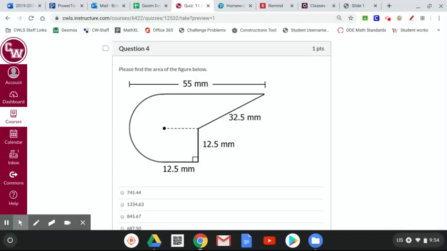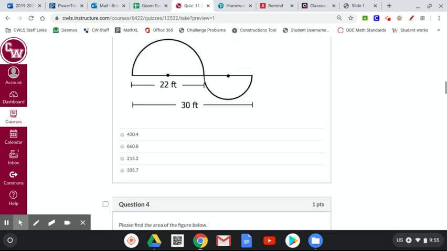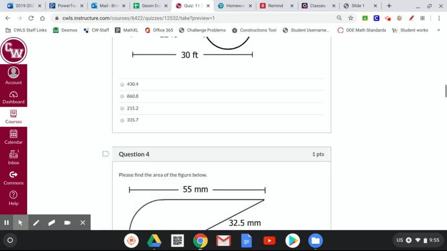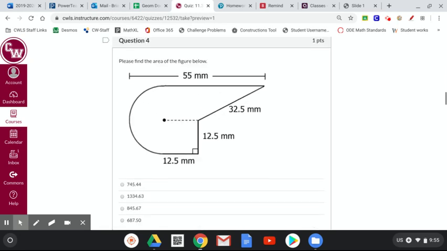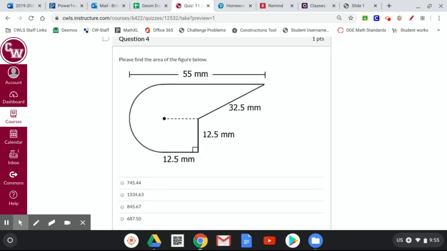Going, Nicole. Here's number 4 on the Canvas quiz. This one is a little bit tricky because in this one they don't break it up for you like up here. It's not kind of broken up into the different figures, but I'm gonna break it up for you so you can see how it's gonna look.